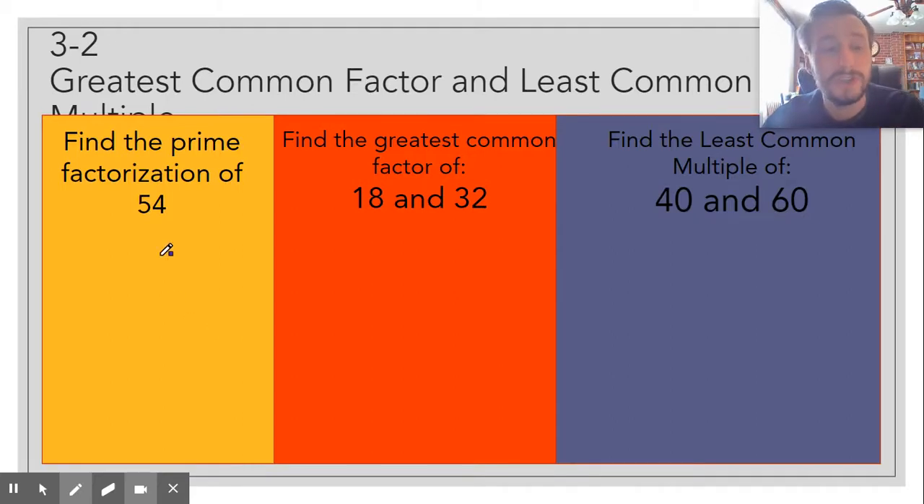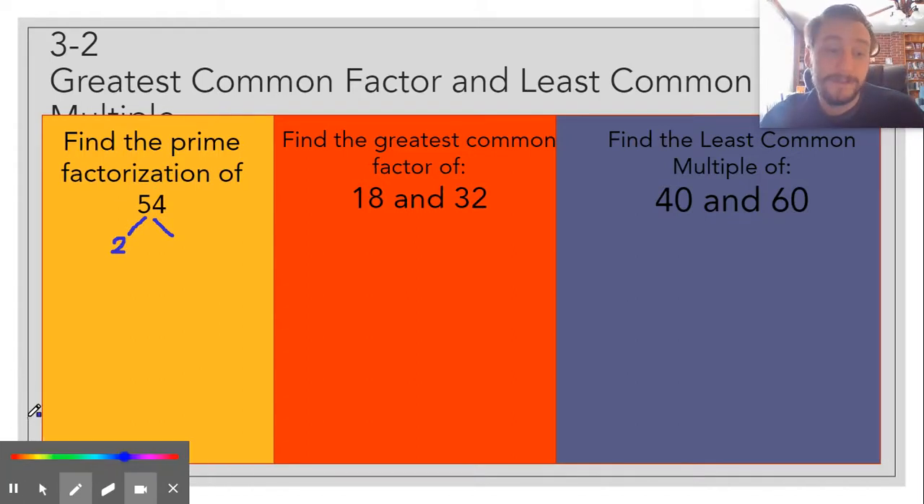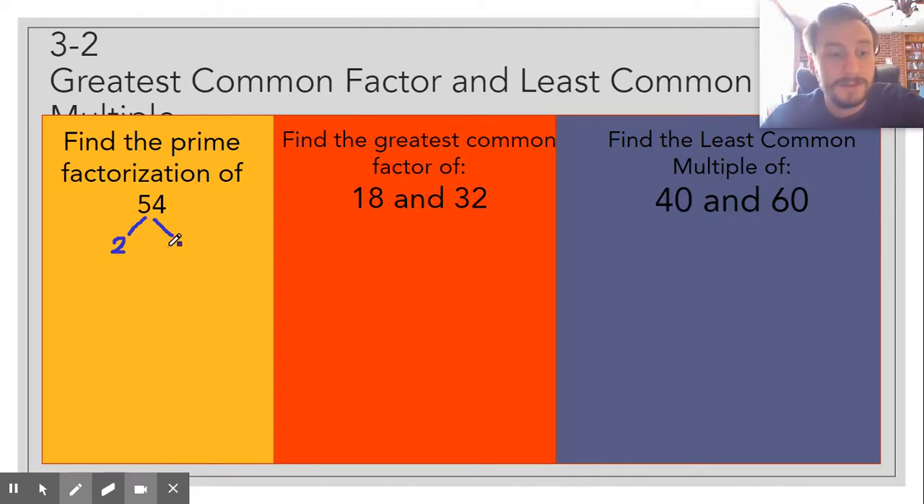So what you want to do is to make a factor tree and basically divide all the way until you get only prime numbers left. So what I would do if I were you is think of a small number like 2 or 3 and figure out, can it go into this number? So 54, 2 times what would give us 54? Well, if you divide 54 by 2, you get 27.